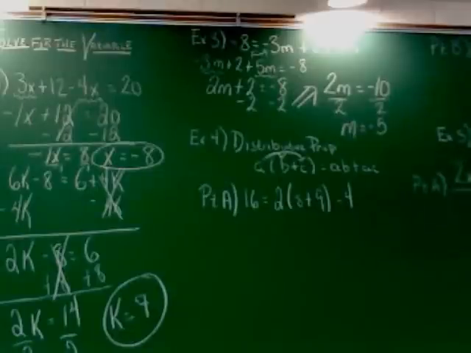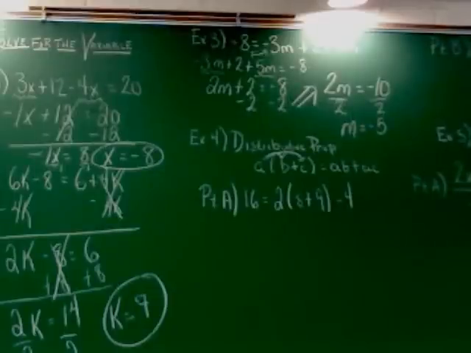So let's take a look at part A. 16 equals 2 parenthesis s plus 9 close parenthesis minus 4.